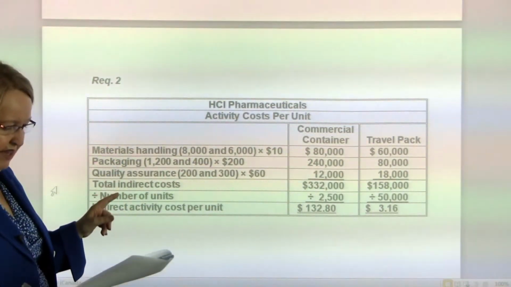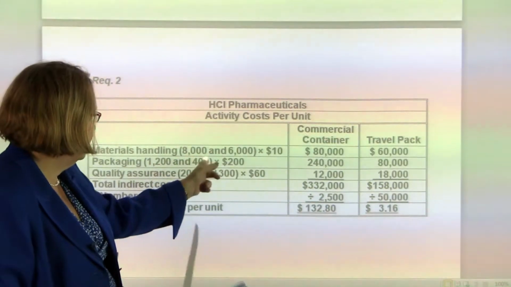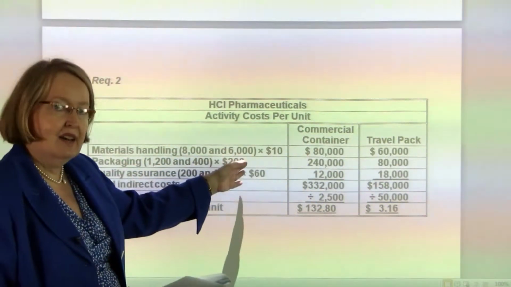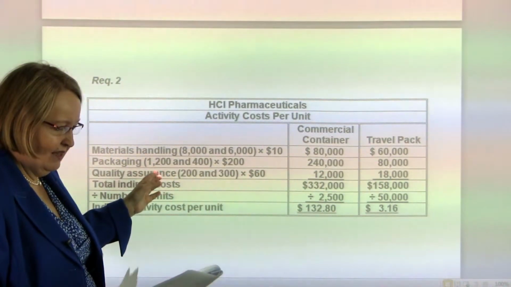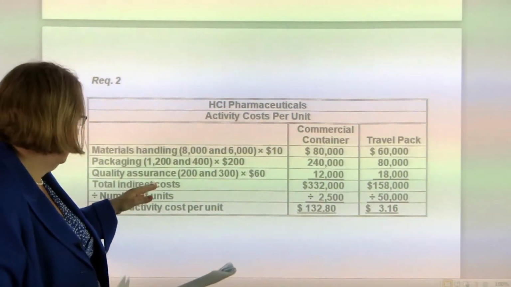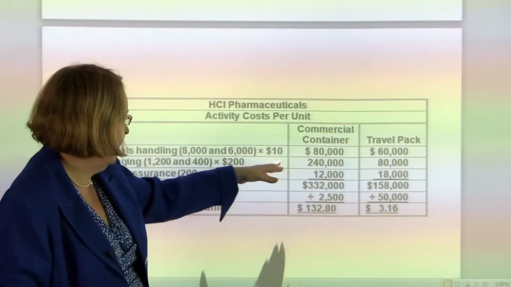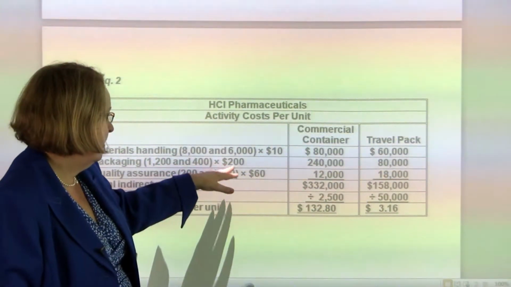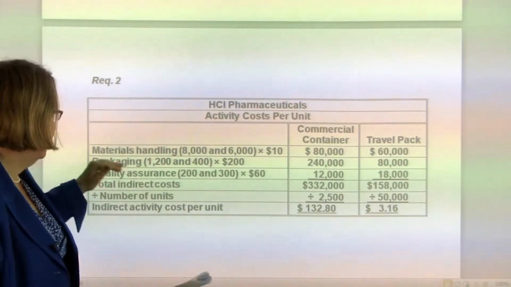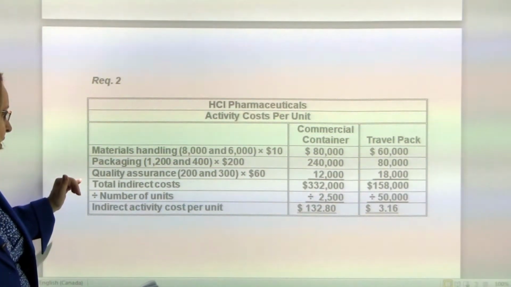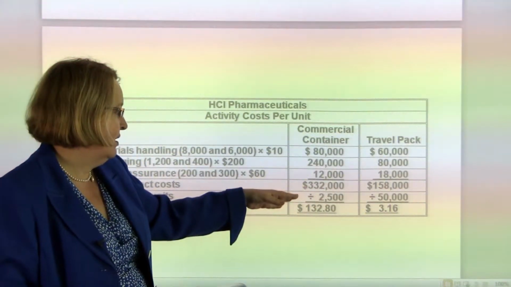So for materials handling, for example, you have 8,000 kilos for commercial, so 8,000 times your 10 is your 80,000, 6,000 times your 10, 60,000 for the travel pack. Packaging here, that's based on the number of hours, so we have 1,200 for packaging times 200, 240,000, and 400 times the 200, 80,000, and so on. So here you add up your indirect costs for the three activities: materials, packaging, and quality assurance, and that comes out to be 332,000 and 158,000 respectively.